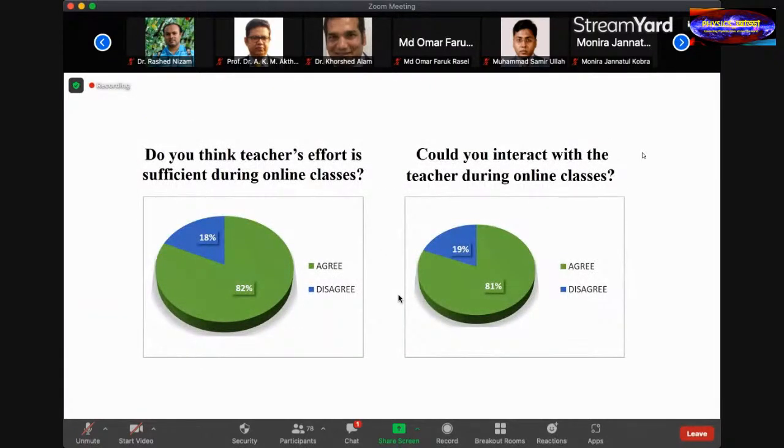Next slide. Here's the third question: do you think teachers' effort is sufficient during online classes? And could students interact with the teacher during online classes? Here we saw that more than 80% of students have indicated that they can interact with the teacher and agree that the teacher's effort is sufficient during online classes. So, next.